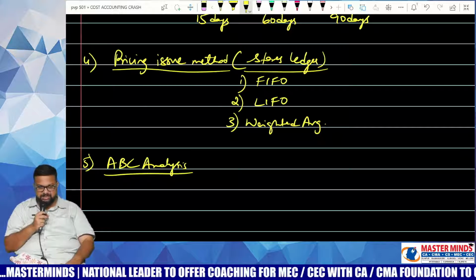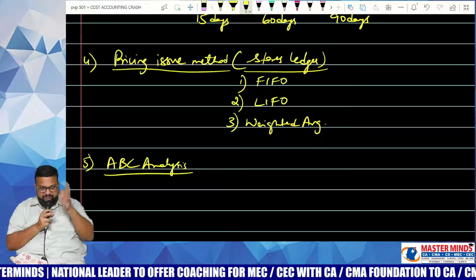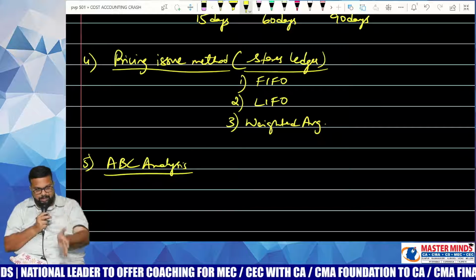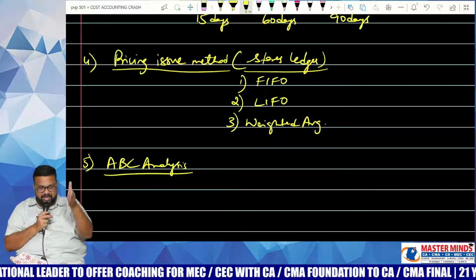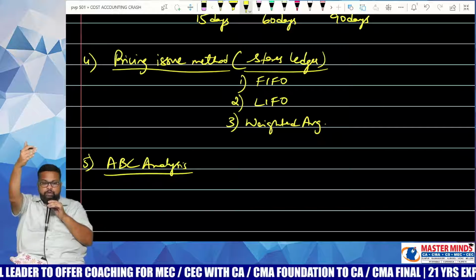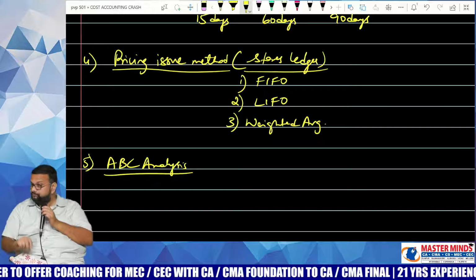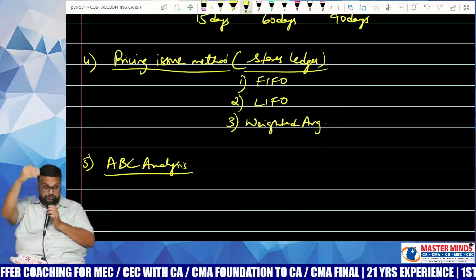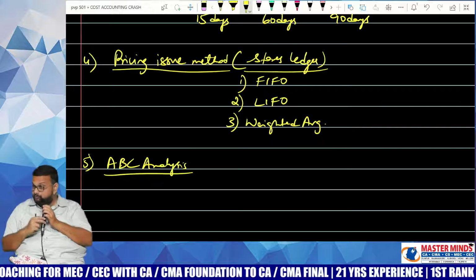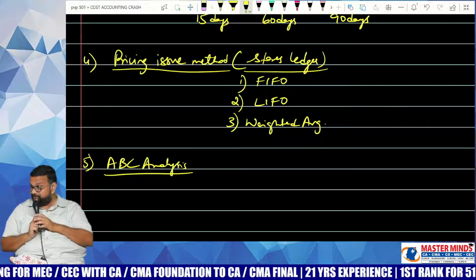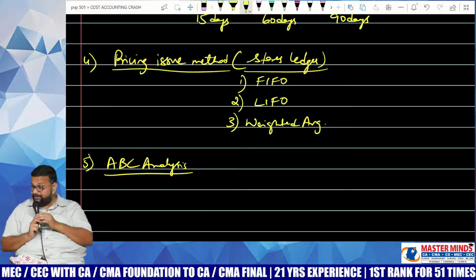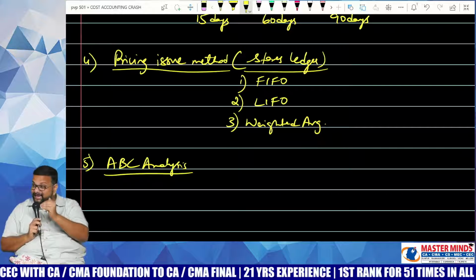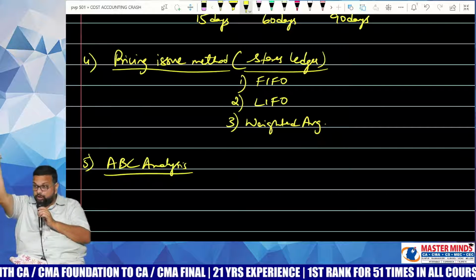ABC analysis means the goods are classified into three different categories: category A, category B, category C. Category A means high in value, low in volume. That is A category. C category means low in value, high in volume.